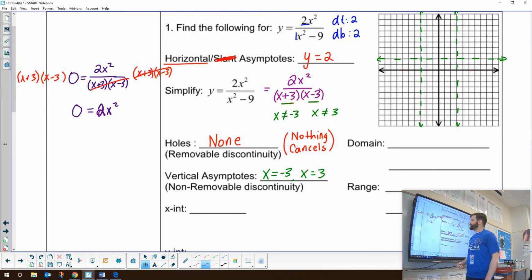Now, we are going to need to work to get that x by itself. So what I'm going to do is divide this side by 2, divide this side by 2, and I'm going to get x squared equals 0.